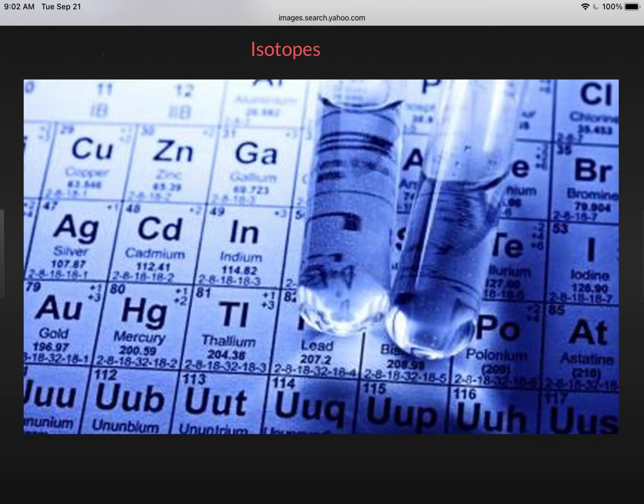Okay guys, you're going to also need your periodic table and a calculator for today. So what we're doing today is isotopes. And I also kind of want to go back to what we finished off on Friday. Last Friday we finished with ions.